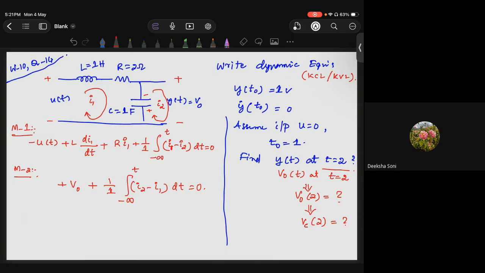Now what you need to do is find these; two are given. V naught, Y means output. V naught of 1 is given, because t naught is 1, that is 1 volt. V naught dot of 1 is also given, 0 volts. What you can do is, from here you could write V naught.